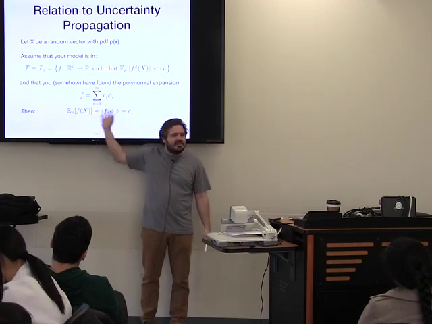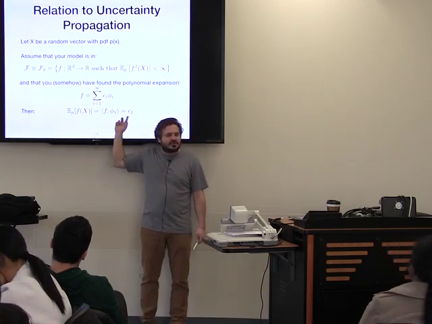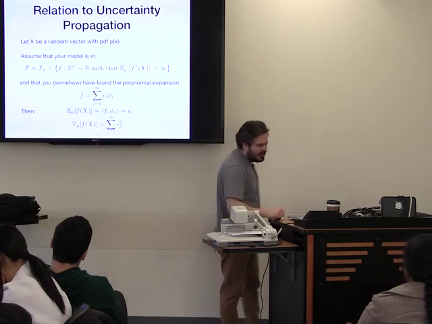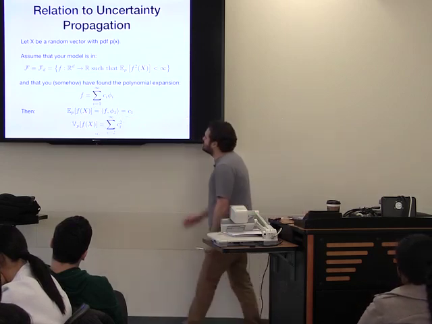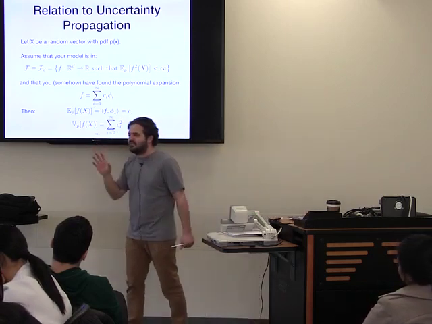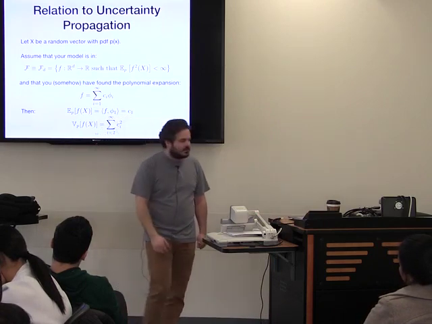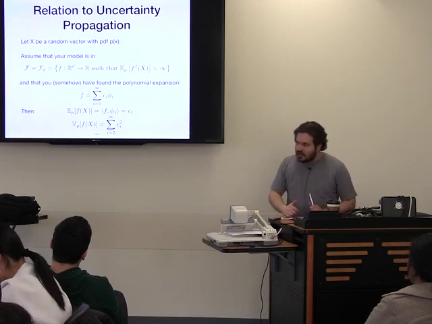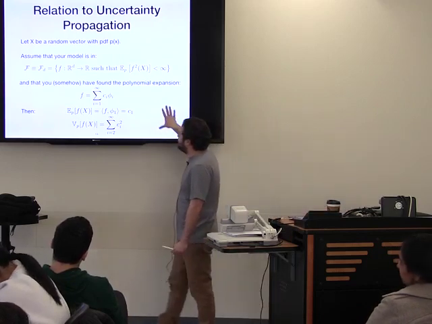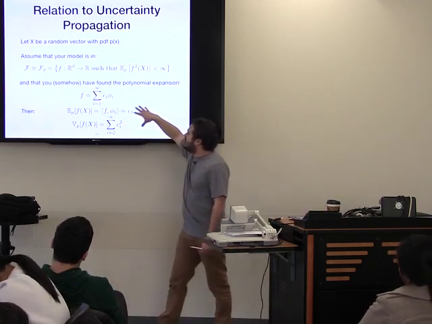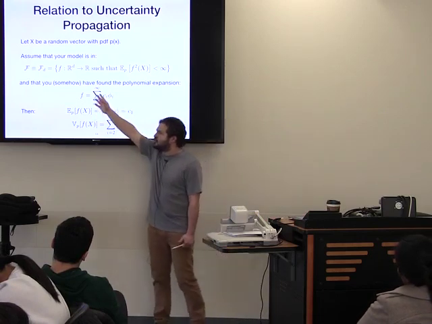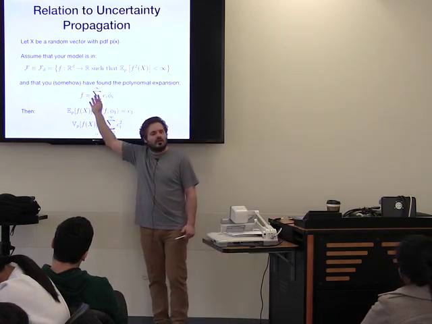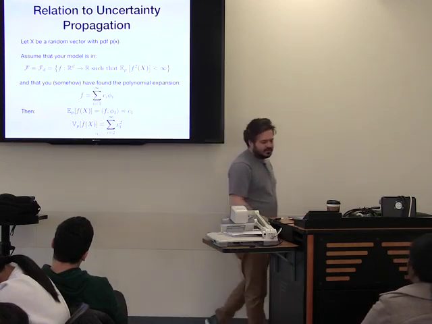For example, the mean is basically just the first coefficient, and the variance is the sum of all the coefficients except the first one squared. Okay? The sum of the squares of all the coefficients except the first one. And of course, you can derive formulas for any of the statistics you want, but you could also just use plain old Monte Carlo on this expansion.